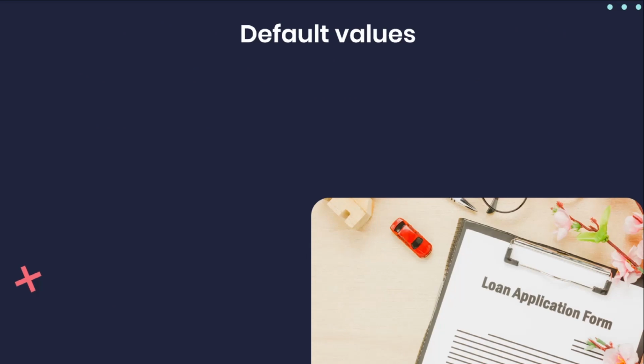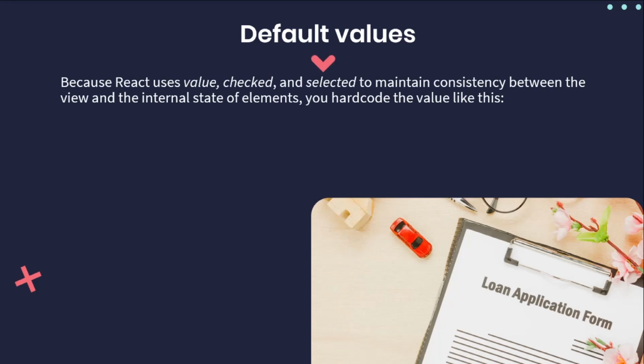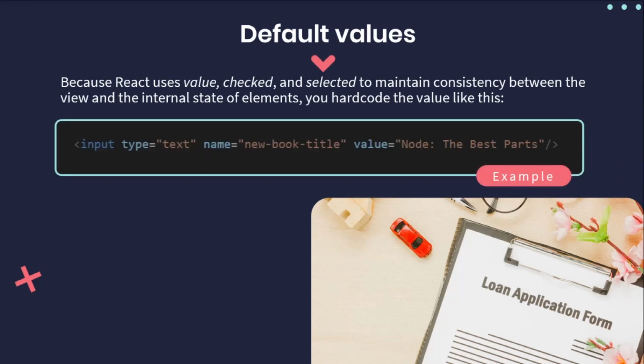And let's take it back to our loan application example. I don't know, I like this example. Now suppose you want the loan application to pre-populate certain fields with existing data. In normal HTML, you define a form field with value, and users can modify the element on the page. Because React uses value, checked, and selected to maintain consistency between view and the internal state of elements, you hardcode the values like this. It'll be a read-only input field, which isn't what you need in most cases.